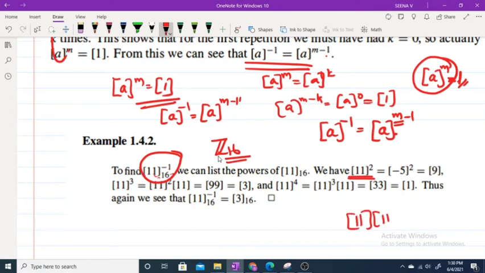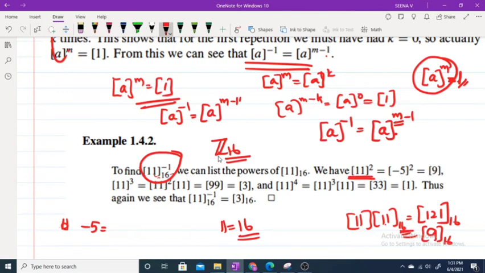What is 11 square? 11 into 11 is equal to 121 over 16, and this is equal to 9. Or you can easily say 11 is the same as minus 5. What is minus 5? When we add something to 5 in Z16, we must get 0. Inverse of 5: if you add 5 plus 11, then clearly we get 0. That means from this we get 11 inverse is 5.